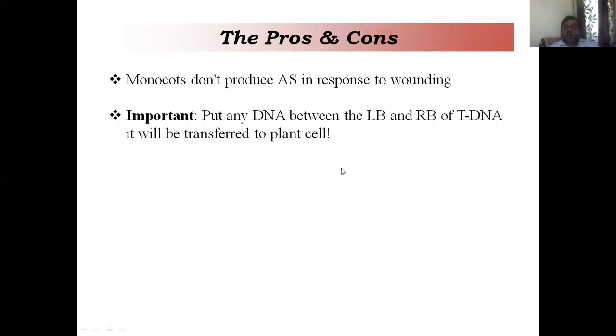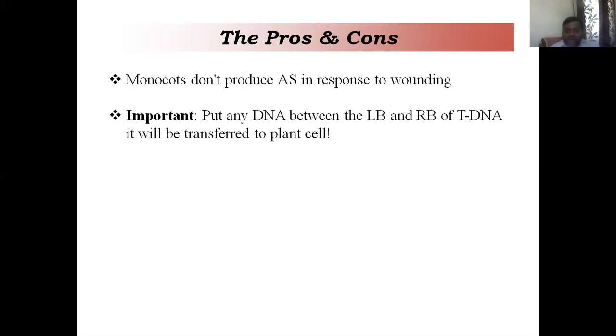Now, what are the pros and cons? People have found that some of the monocots do not produce acetosyringone in response to wounding. So they are not that prone to Agrobacterium infection, but yes, it is used for transformation purposes by making some modifications. But what is important to see is how this infection or virulence strategy started being utilized for plant transformation.